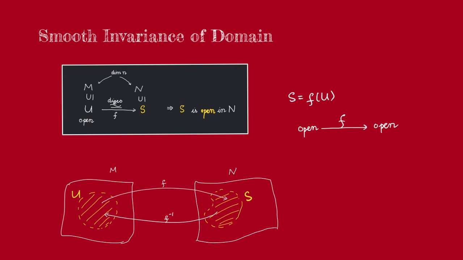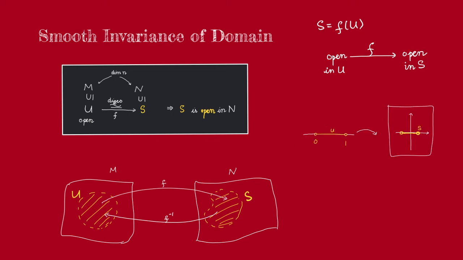Well, we were a bit sloppy here. When we say open, we have to say open where? F is a diffeomorphism from U to S. That means that it will take open sets in U to open sets in S. So the most we can say is that F(U), i.e. S, is open in S. It doesn't mean that S is open in N.